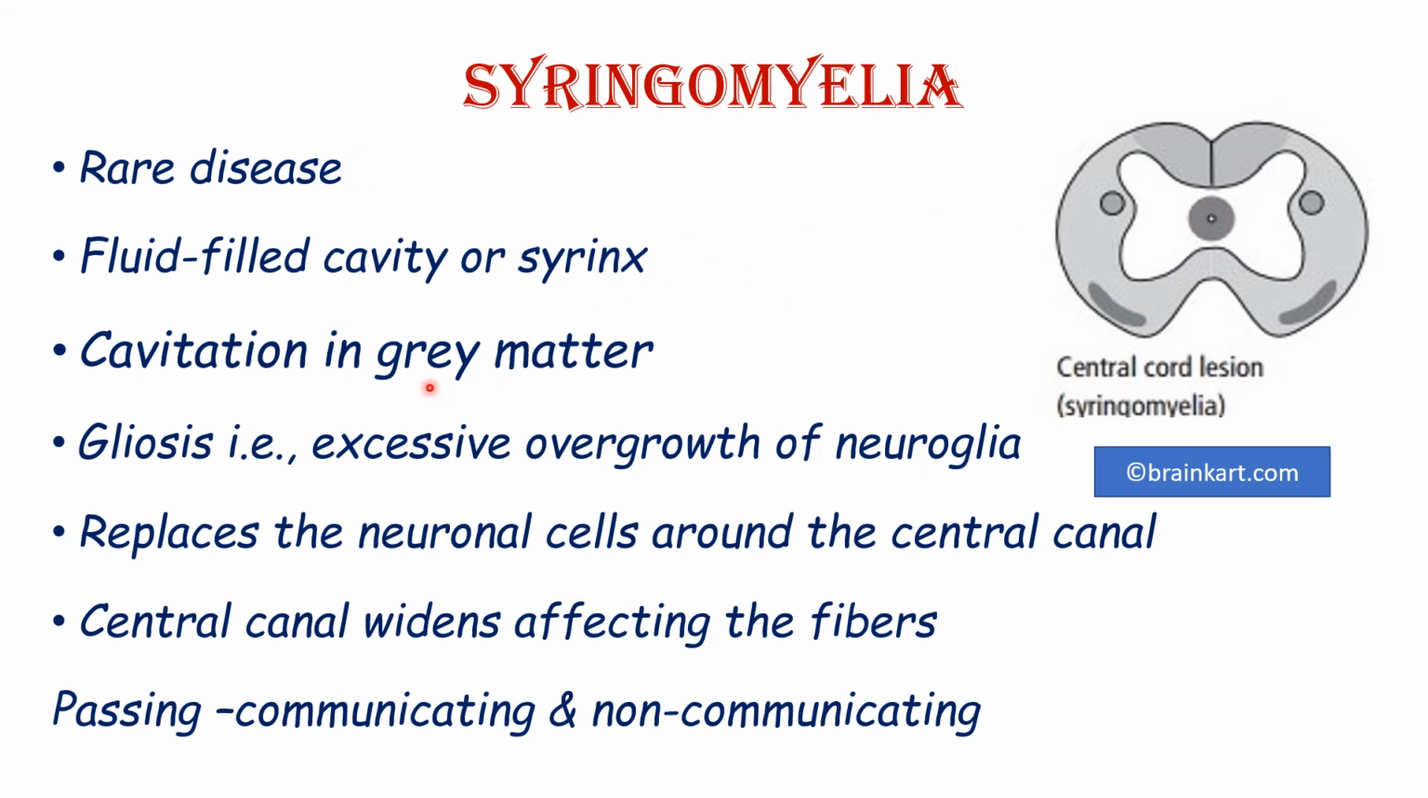Here the cavitation in grey matter occurs, and finally it leads to gliosis, that is excessive overgrowth of neuroglia, the supporting cells, and they replace the neuronal cells around the central canal. The central canal widens, affecting the fibers passing. Now, very important is that syringomyelia can be communicating and non-communicating. Communicating means it communicates with the ventricles, and non-communicating is just the cystic cavity filling the spaces.